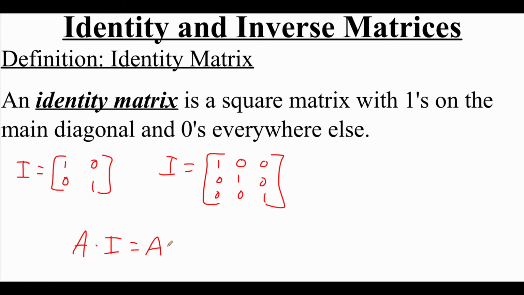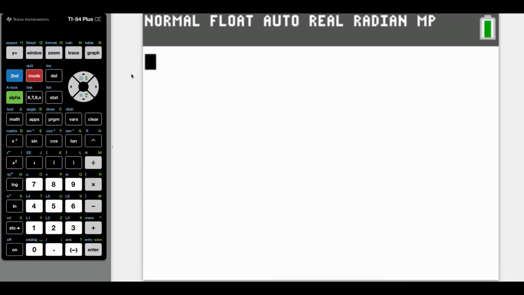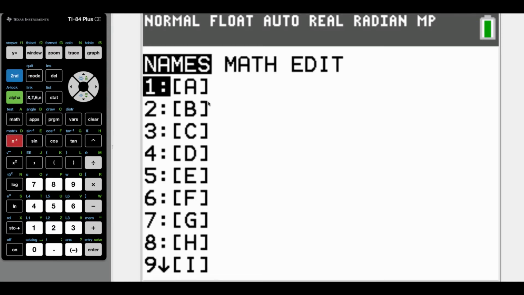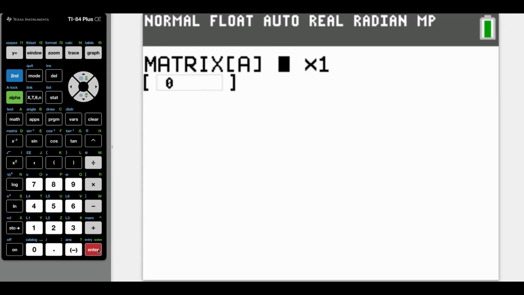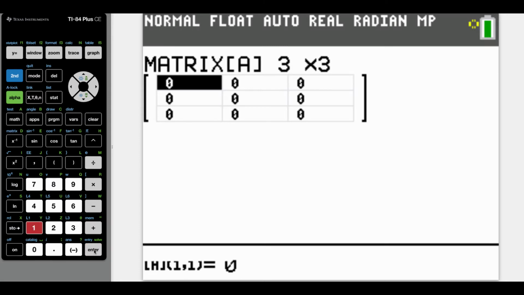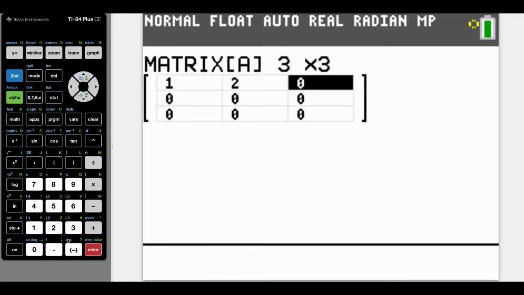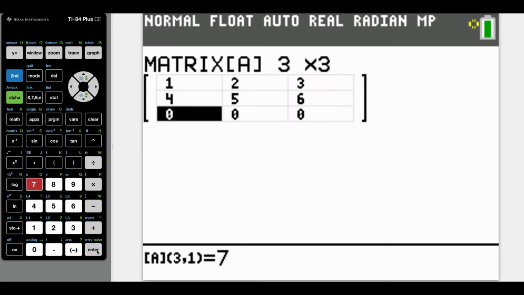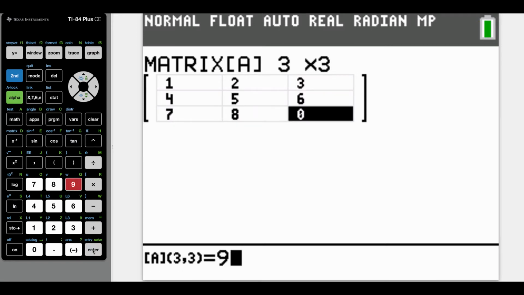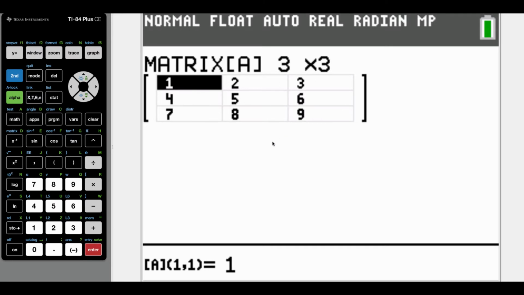And I'm going to show you this on our calculator. So on our calculator, if we look right above that X with a -1 on the left-hand side, there's a matrix menu in there. So I'm going to hit second and that X with a -1 on it. I'm going to go over to edit and I'm going to edit matrix A. And I'm going to enter in a 3 by 3 matrix and I'm just going to go 1, 2, 3, 4, 5, 6, and 7, 8, 9. So we've got those entries in our A matrix.